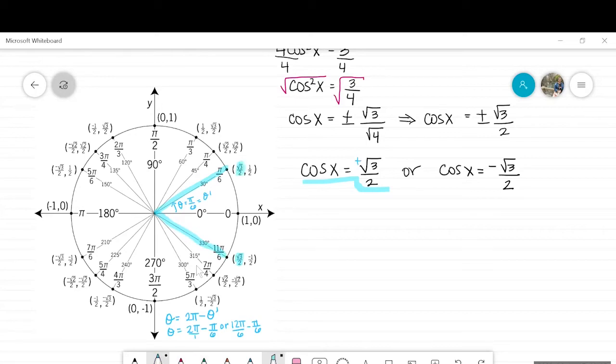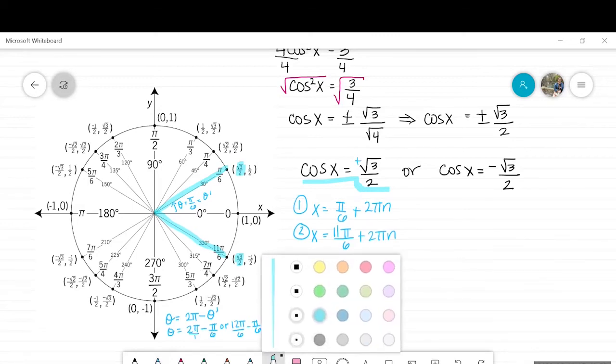Okay, so the two angles we get from this are 1, x is equal to pi over 6 plus 2 pi n, and 2, x is equal to 11 pi over 6 plus 2 pi n, for some n that's an integer. Now we want to do something really similar.